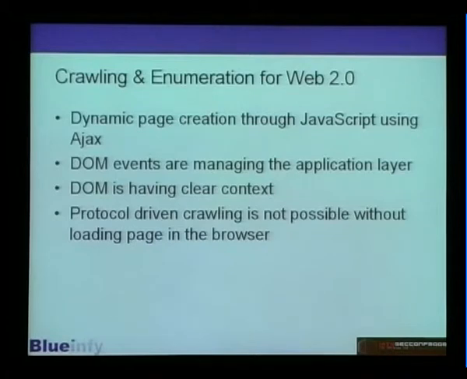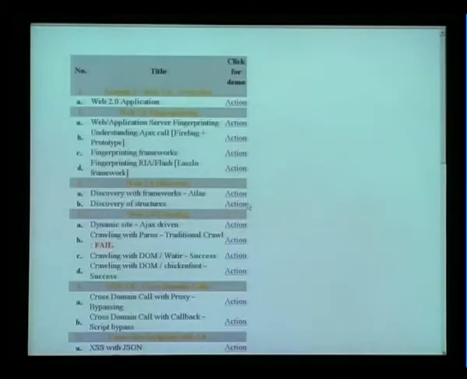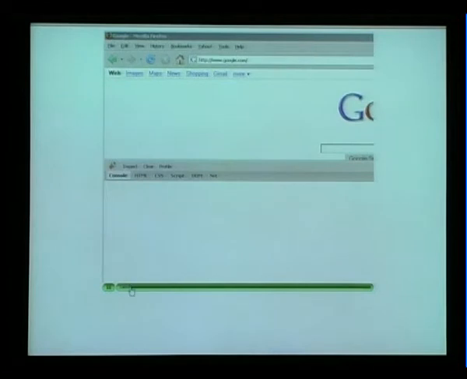Now, the interesting part: how do you crawl these applications? Say, for example, you are dealing with a Web 2.0 application. How do you go ahead and crawl the entire application? That is very interesting: crawling and enumeration for a Web 2.0 application, which essentially has dynamic page creation through JavaScript, DOM event management from the application layer, and the DOM having a clear context. If you try to crawl these applications using your protocol driver, you open a socket, send a GET request, get a page, parse all the hrefs and keep bundling these requests, and then make a complete crawl of the site, which will not work here.